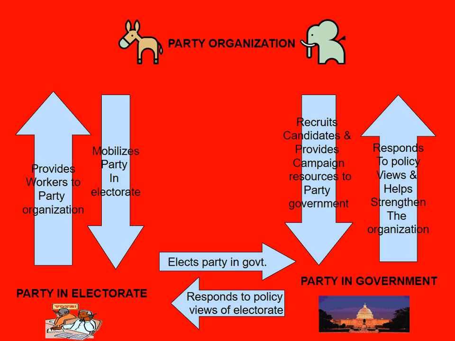So the party organization helps to elect the party in government, right? They provide funds, they help organize campaigns, they do all of that. In return, they are hoping that the party in government is going to pass policies that are related to the platform. Sounds like a pretty good trade. But remember that at the same time, the party in the electorate are the ones who are actually casting votes for those people in government.